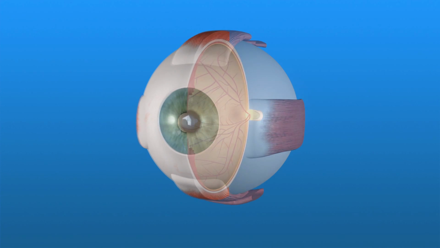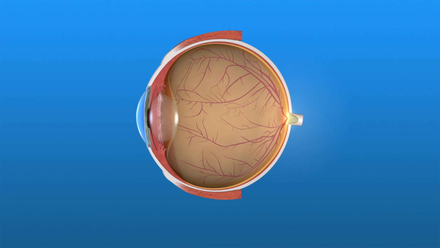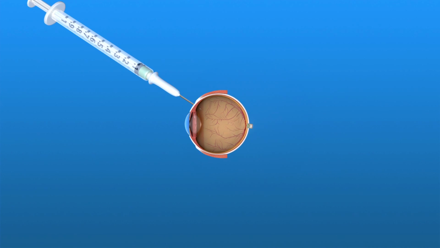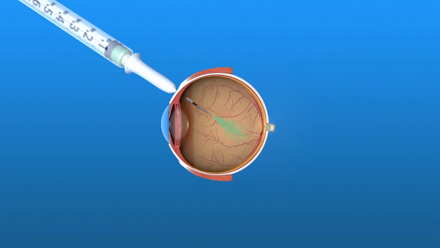Medication injection therapy is performed in the doctor's office. An anesthetic is used to numb the eye, and a tiny needle is inserted into the eye to deliver medication near the retina.